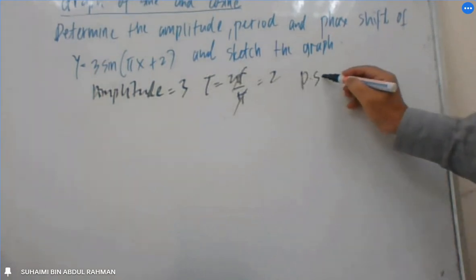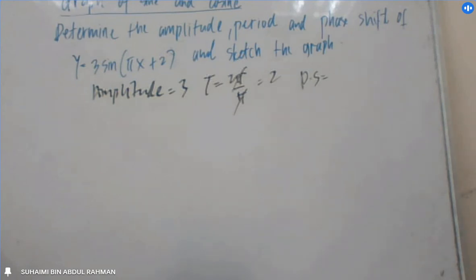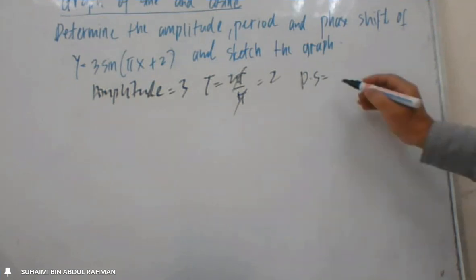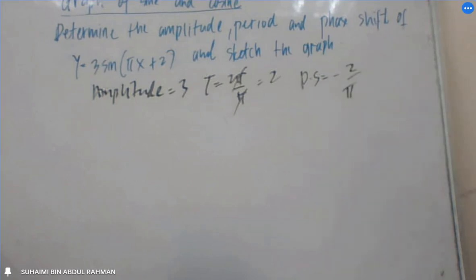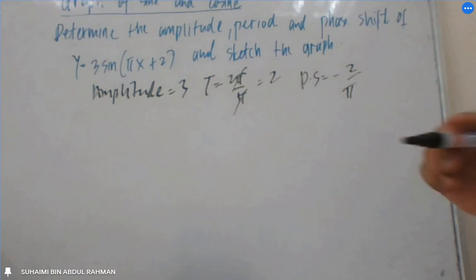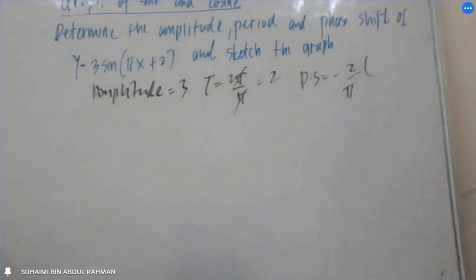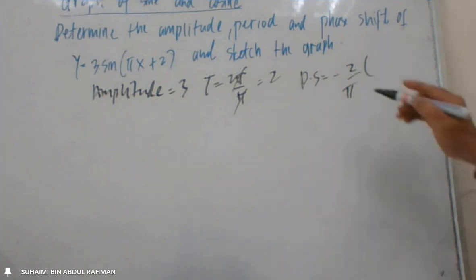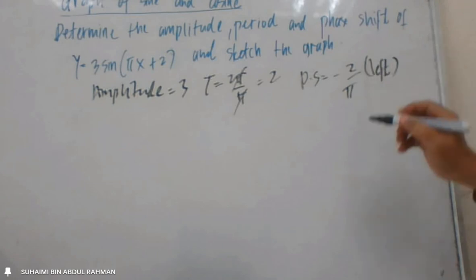Phase shift. Negative 2 over pi. Minus 2 over pi. Shift to the right or left? Left, because it is negative.